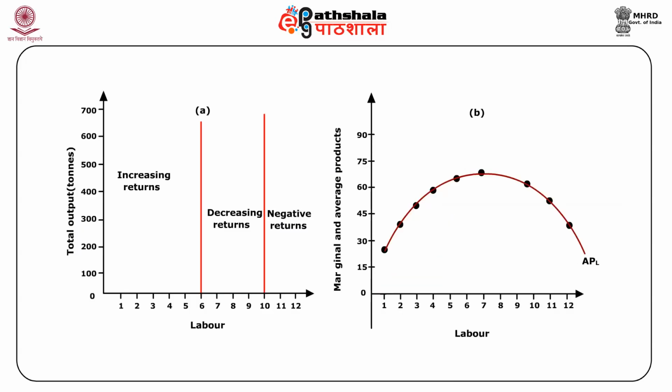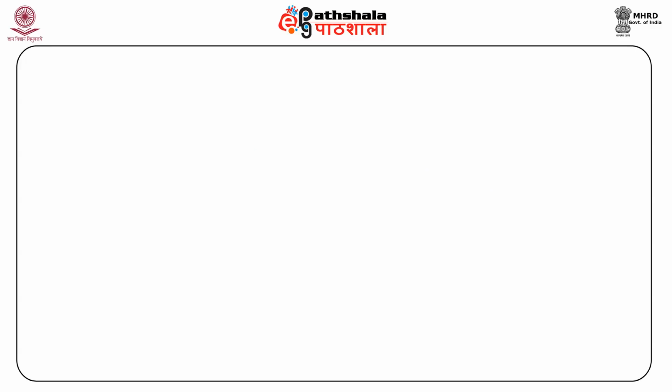This can be represented in the diagram. Increasing returns: both TP and MP increase at an increasing rate. Decreasing or diminishing returns: TP increases at a diminishing rate and MP starts falling. Negative returns: TP reaches its maximum and then falls, and correspondingly MP reaches 0 and then becomes negative.